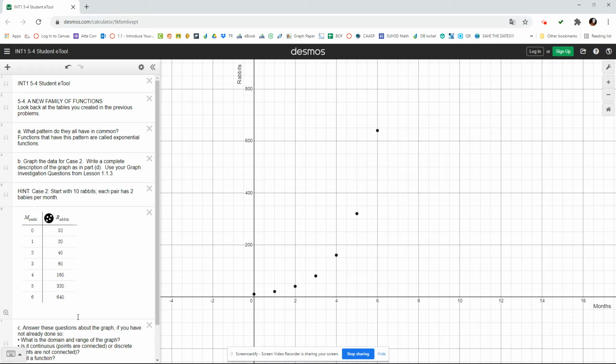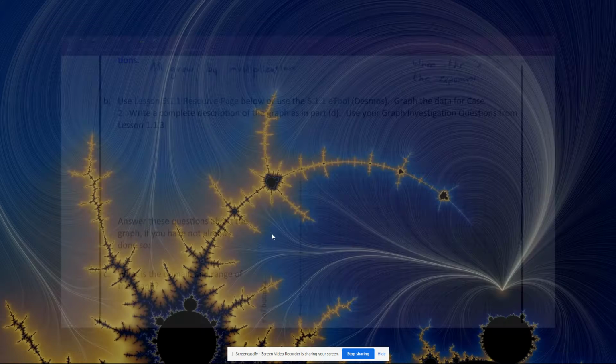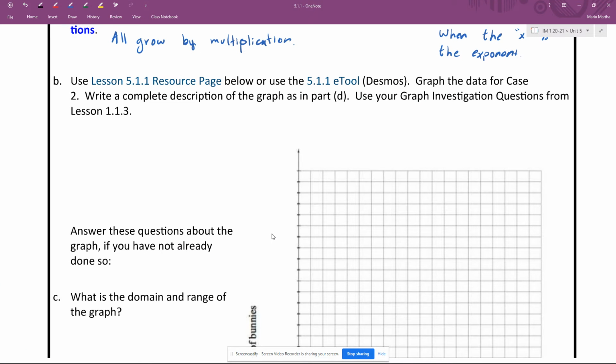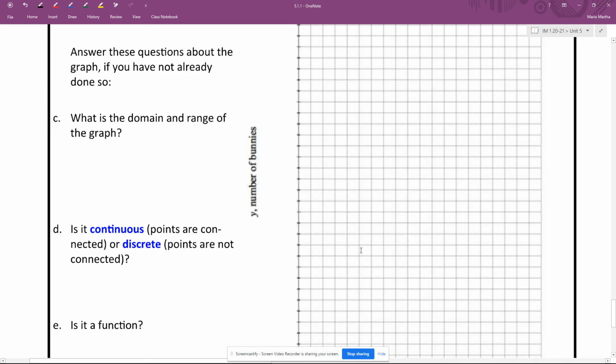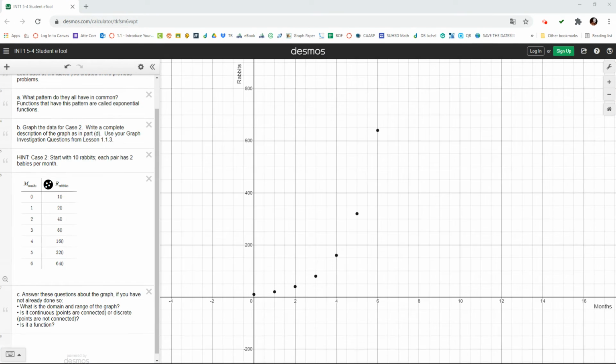Here it says to answer these questions about the graph if you haven't done so already. What is the domain? The domain and range. If you notice, this will keep growing indefinitely, meaning it's not going to stop. Let's start off with the domain. Let's do this so I can have a clearer picture of it.